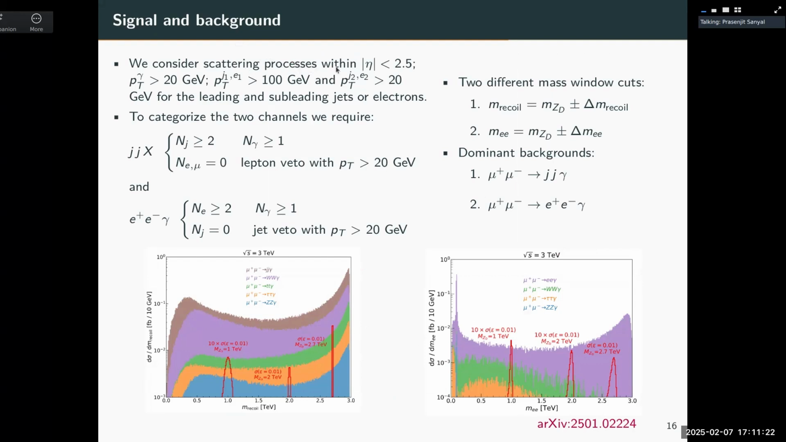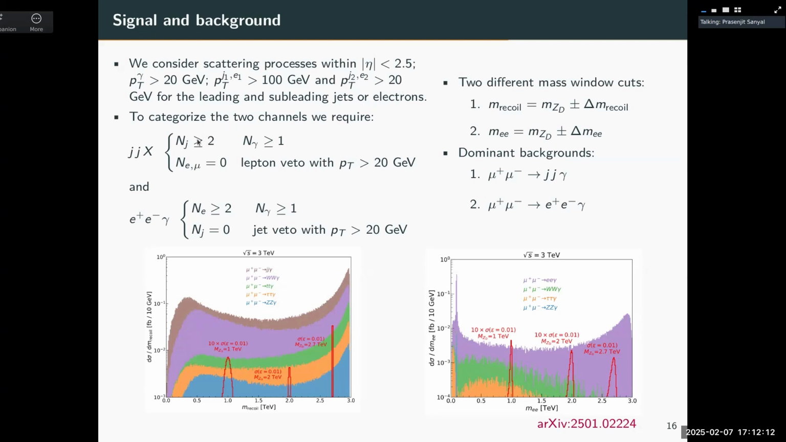As I said, all the scattering processes should be limited to the central region, with rapidity within 2.5. The photon PT should be greater than 20 GeV. Since the dark Z is decaying into either jets or electrons, the leading jet and the leading electron should have high PT. So at the detector level, we demand a PT cut of 10 GeV for the leading jets and leading electron. To enhance the number of signals, we have not put any strong cuts on the subleading jet or the subleading electron. Only 20 GeV is required for the transverse momentum.